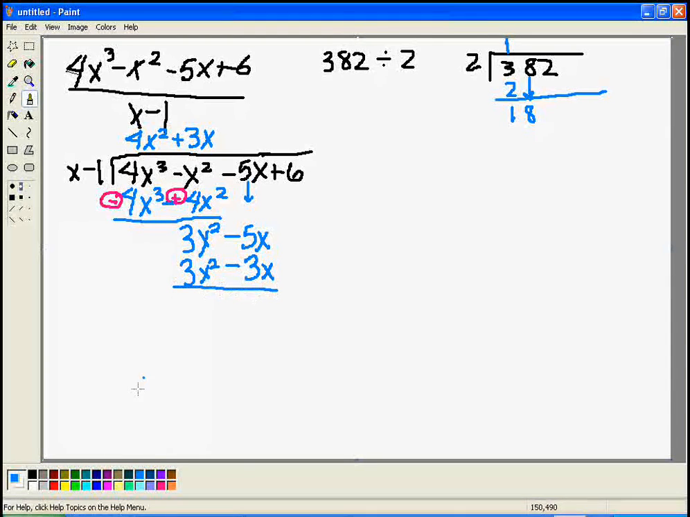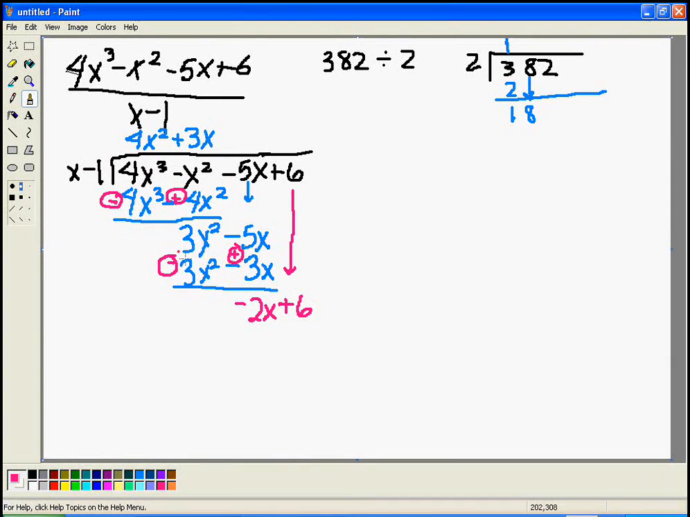And again, remember that we are subtracting. So I'm just going to make myself a little mental note here. Alright, so then 3x squared minus 3x squared gives me 0. And a minus 5x plus 3x is going to give me a minus 2x. Alright, and now I'm going to bring down my last term, which is 6, a positive 6. So I'm right back up here.